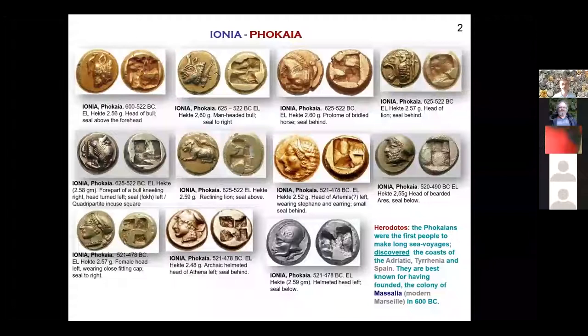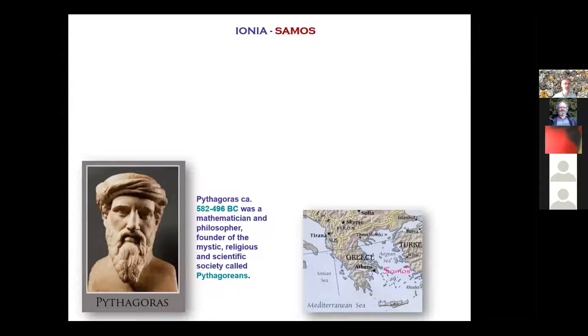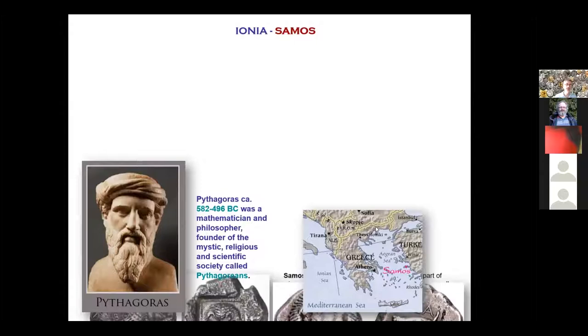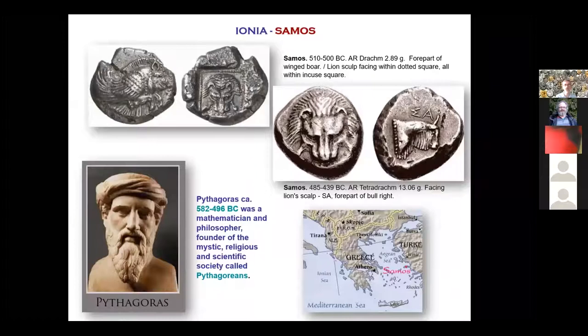Samos is the city of the famous mathematician Pythagoras. He was also a philosopher, founder of the mystic religious and scientific society called Pythagoreans. His legacy is well known, but not many people know his connection to the city of Samos.